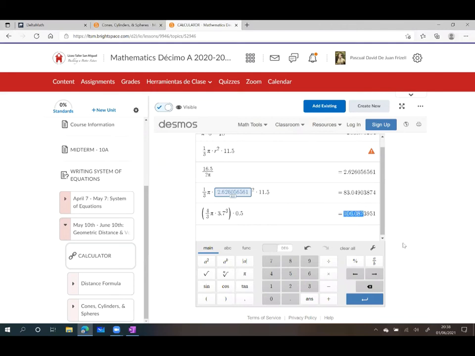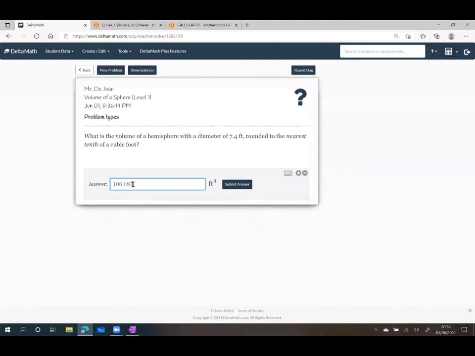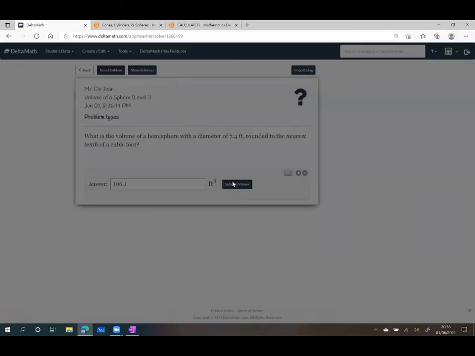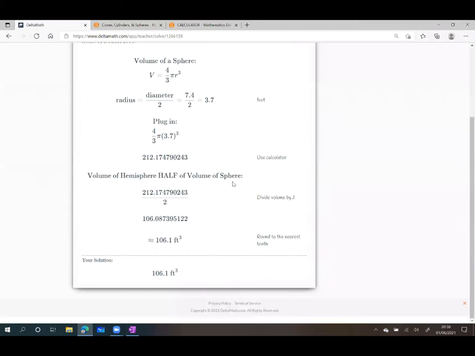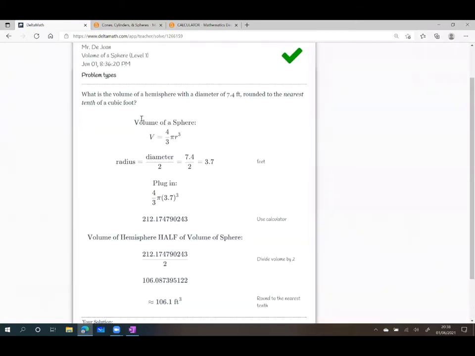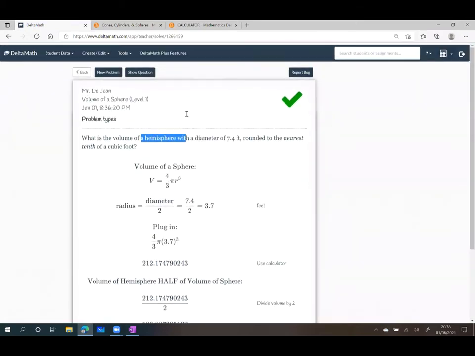I did not read that question carefully, and you see that an error occurs. 106.087, so 0.08. Now, 0.08 is closer to 0.1 than it is to 0. So we say 0.8 and we enter. There it is. Now, there was an error because I did not read hemisphere.